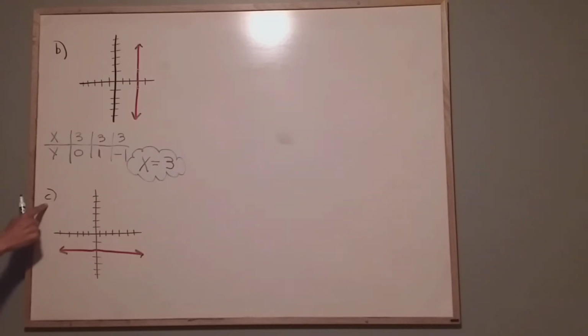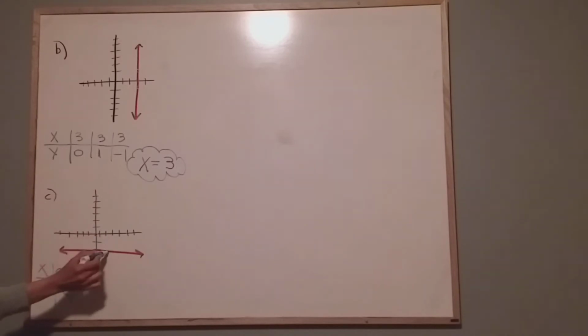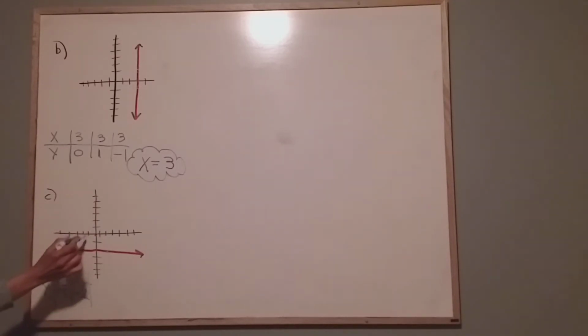When I look at letter C, this time I have a horizontal line. If I were to make an xy table, here when x is equal to 0, y is equal to negative 2. When x is equal to 1, y is equal to negative 2. When x is equal to negative 1, my y is equal to negative 2.